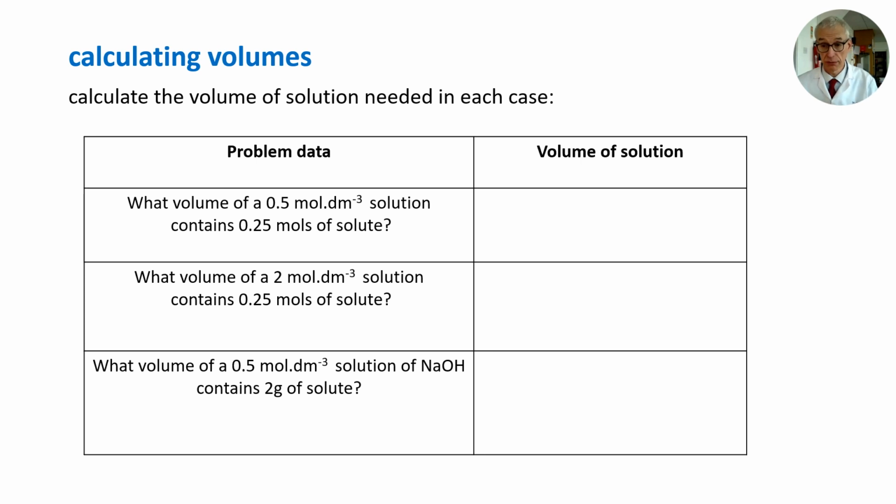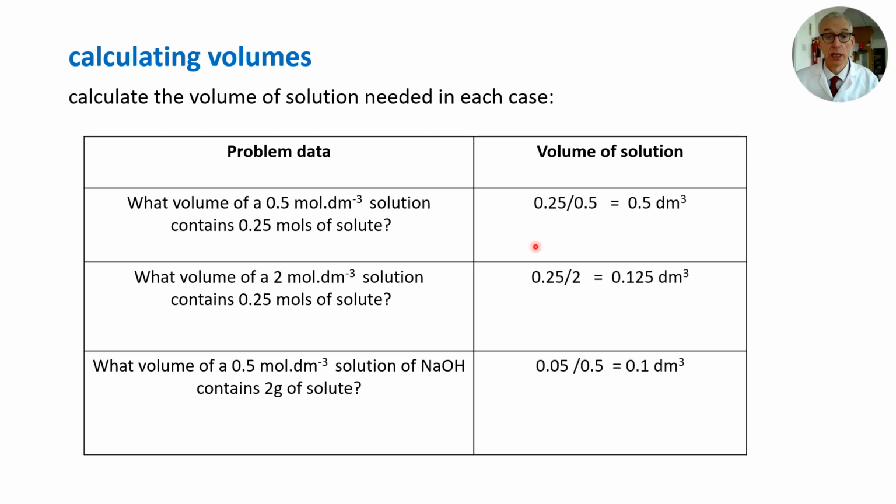I'm about to reveal. So we want moles divided by concentration, which will give you the volume. So moles divided by concentration. So the moles, 0.25 moles of solute, doesn't matter what that solute was. And the concentration gives us 0.5 decimeters cubed. Notice the volume is in decimeters cubed. Similarly, what volume of 2 mole per decimeter cubed contains 0.25 moles of solute? So moles divided by concentration will give you volume.